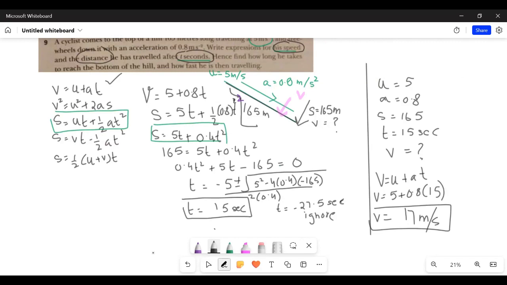Any questions here? No, ma'am. Okay, next question was, what was the next homework question? A car traveling at 10 meters per second. Aisha?